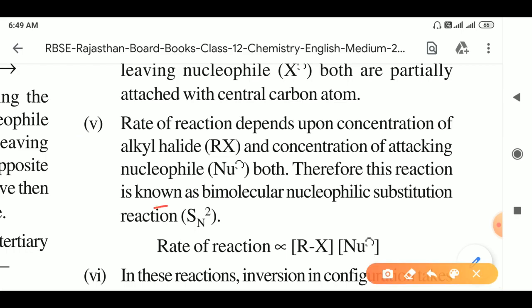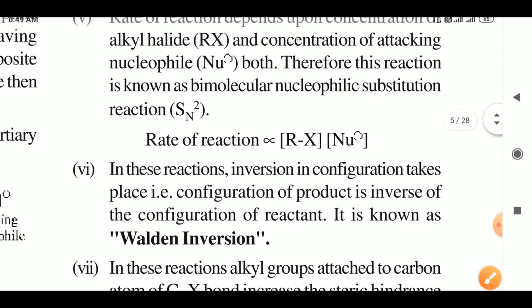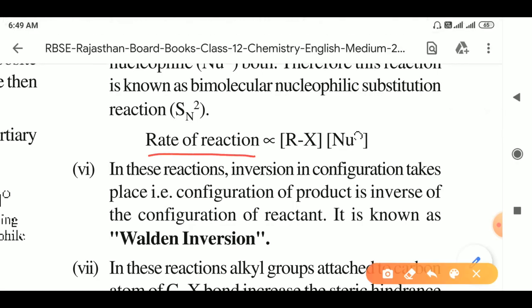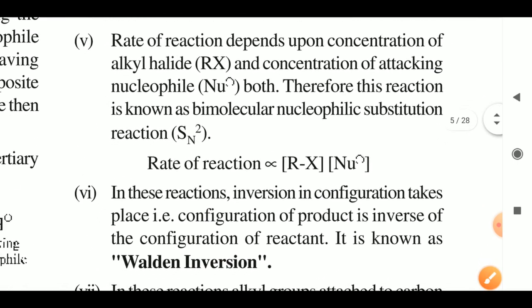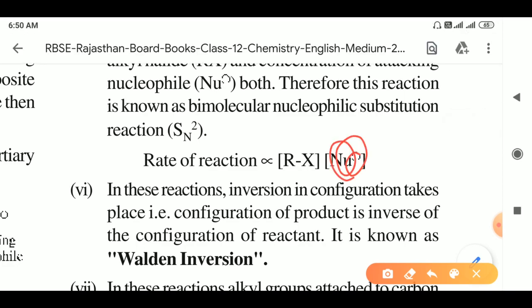So that is also known as the bimolecular nucleophilic substitution reaction. Two molecules take part here, but in the SN1 reaction only one molecule takes part. The rate of reaction is directly proportional to the concentration of alkyl halide and the concentration of nucleophile. That bracket is known as concentration. So this reaction depends on both RX and nucleophile, but in the SN1 reaction it depends only on RX, not on the nucleophile.